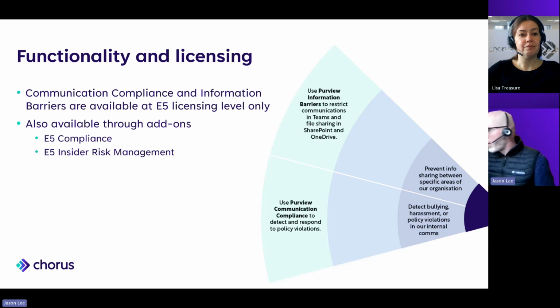In terms of licensing requirements, both of these tools, the communication compliance and information barriers, are E5 licensing level tools only. So if you don't want to go the whole hog and invest in E5 licenses, you can get these tools through add-ons. So the E5 compliance add-on and the E5 insider risk management add-on both include both of these tools.